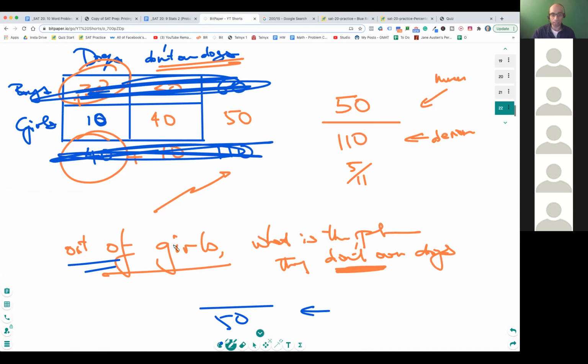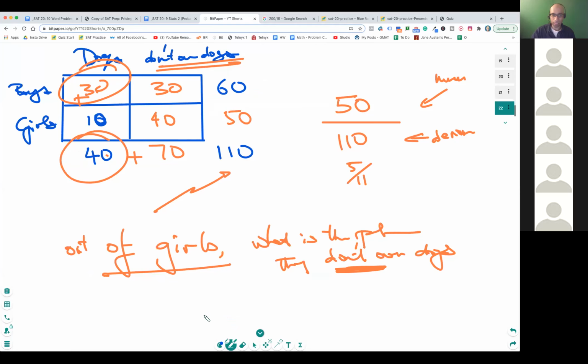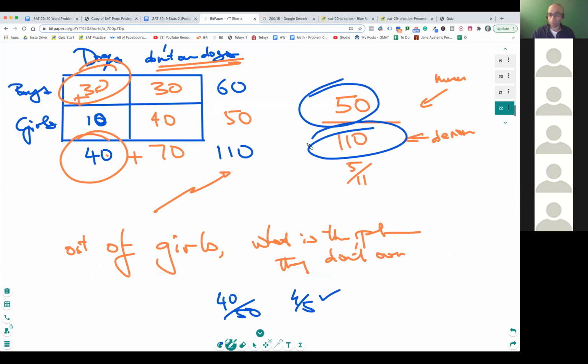Now it becomes super easy. Out of 50 girls, what is the probability that they don't own dogs? So 40 is going to be the numerator. The answer becomes 40 over 50, which simplifies to 4 over 5, and that's your answer. Remember, the denominator is the most important part, then comes the numerator.